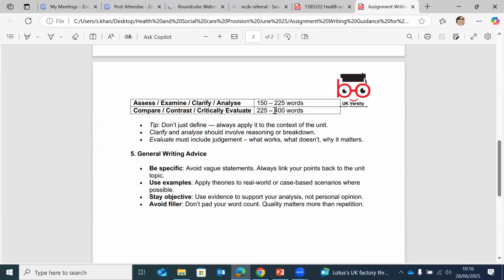Compare, contrast, critically evaluate, 225 to 400. Don't just define, always apply to the context. Clarify and analyze should be reasoning and breakdown. Evaluate must be judgment: what works, what doesn't, why it matters.